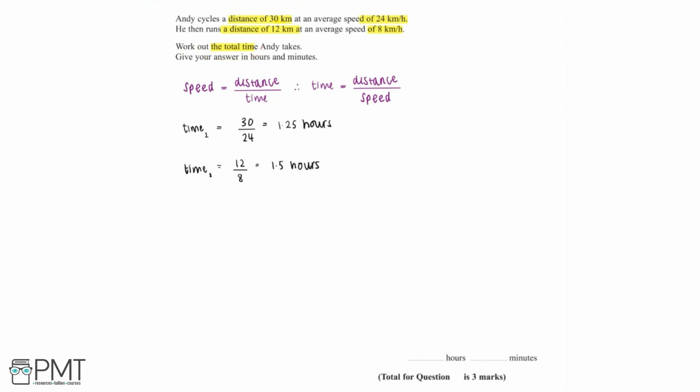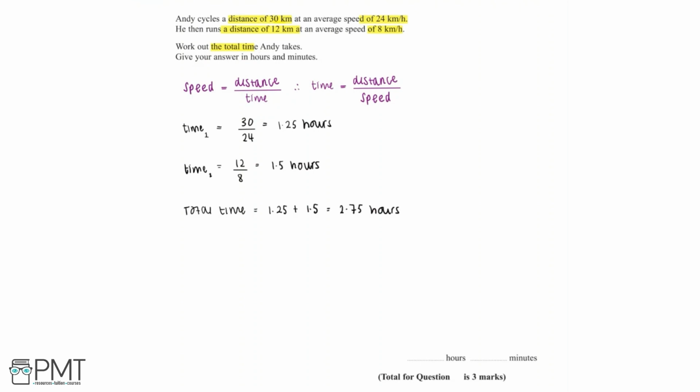And so the total time that Andy takes would be time 1 plus time 2, which is the time that he takes when cycling plus the time that he takes when running. And so the total time that Andy takes is equal to 1.25 hours plus 1.5 hours, which is equal to 2.75 hours. But this isn't our final answer, because we need to give our answer in hours and minutes.